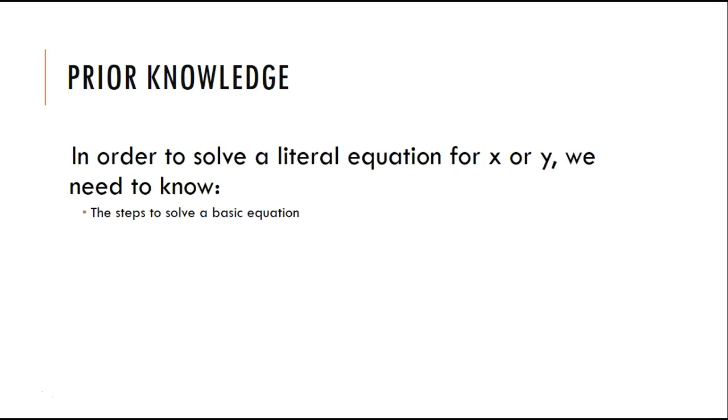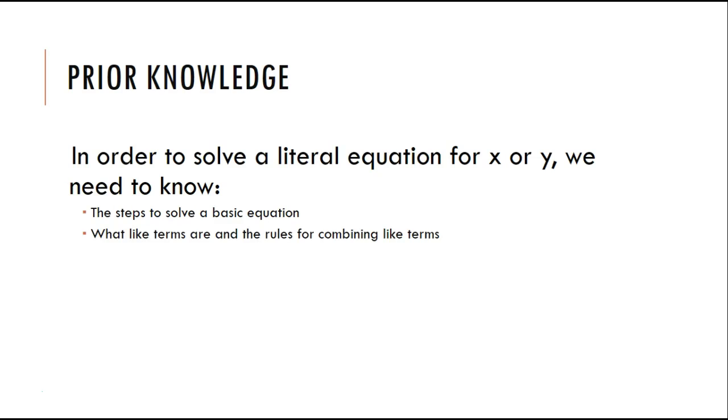So remember those steps. We always want to look to see if we can distribute first, then combine like terms on the same side of the equal sign, then combine like terms on the opposite side of the equal sign, specifically focusing on bringing the variables together first, then using the inverse operation to add or subtract, and then using the inverse operation to multiply or divide. So we need to know those steps.